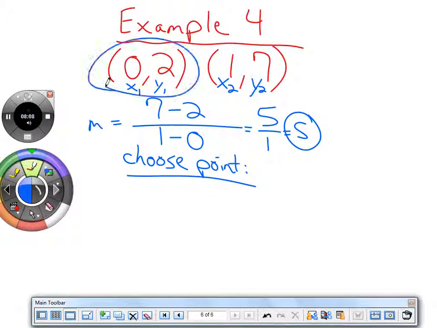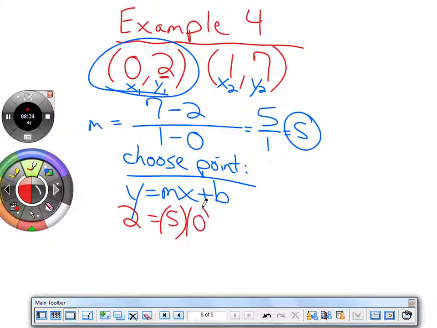Choose 0, 2. It's a little smaller numbers, so choose 0, 2. So start off with y equals mx plus b. You plug in the point and the slope. See what you got. So for y, we're going to put 2, because that's what it is right here. And then the m, we just found the m, so we're going to put 5. For the x, we're going to put 0. And then we're going to try to figure out the b. So 5 times 0, that's 0. So 0 plus b equals 2. So b equals 2.